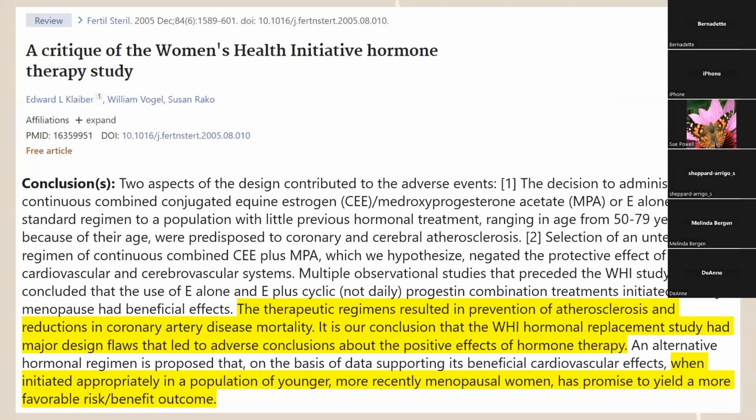Another study from 2005, Fertility and Sterility. The therapeutic regimens resulted in prevention of atherosclerosis and reductions in coronary artery disease mortality. It is our conclusion that the Women's Health Initiative hormonal replacement study had major design flaws that led to adverse conclusions about the positive effects of hormone therapy, when initiated appropriately in a population of younger, more recently menopausal women, which has promised to yield a more favorable risk-benefit outcome.